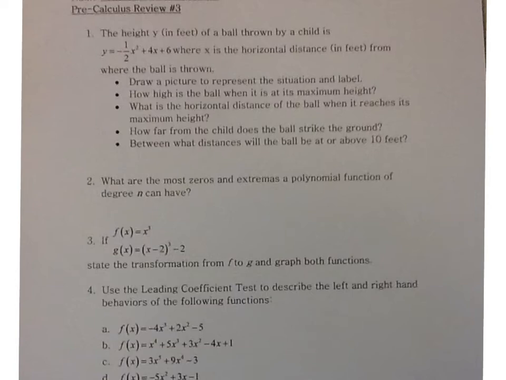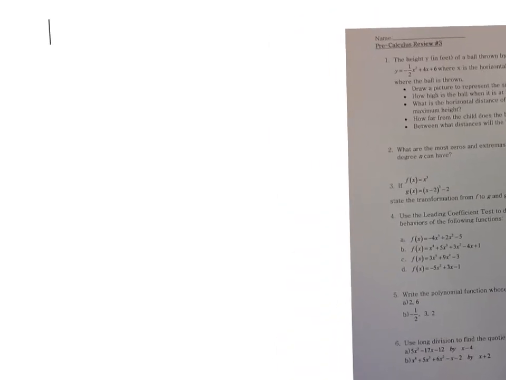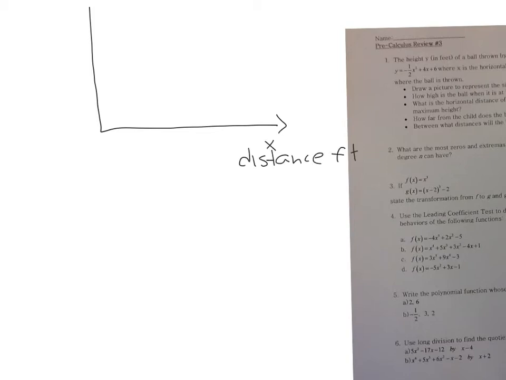All right, so let's draw a tiny picture. You should plug that in your calculator. And when you plug it in your calculator, your picture looks like this. So we have x is the distance in feet, and y is the height in feet. When you graph it, your graph looks like this. It goes up, and then it comes back down.